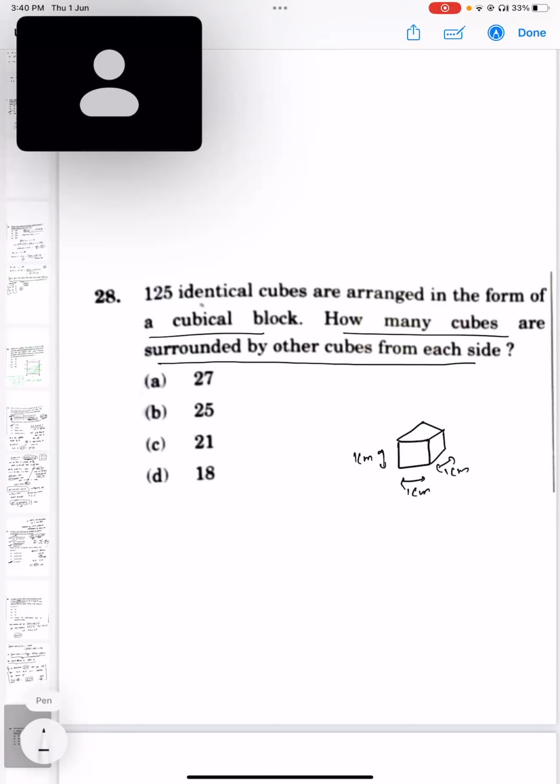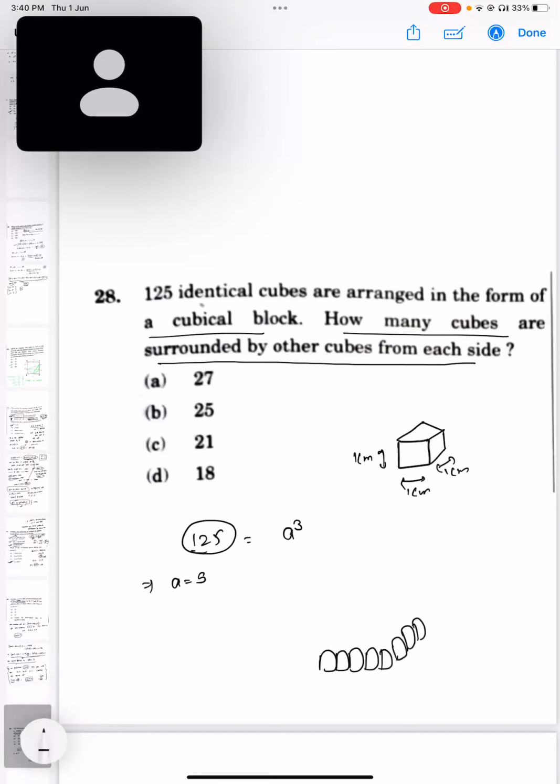So how will it be possible? We have to break 125 cubes into 3 equal parts, right? So basically it should be some A cube, hence A should be equal to 5. So we should have 5 cubes lengthwise, 1, 2, 3, 4, 5, right?